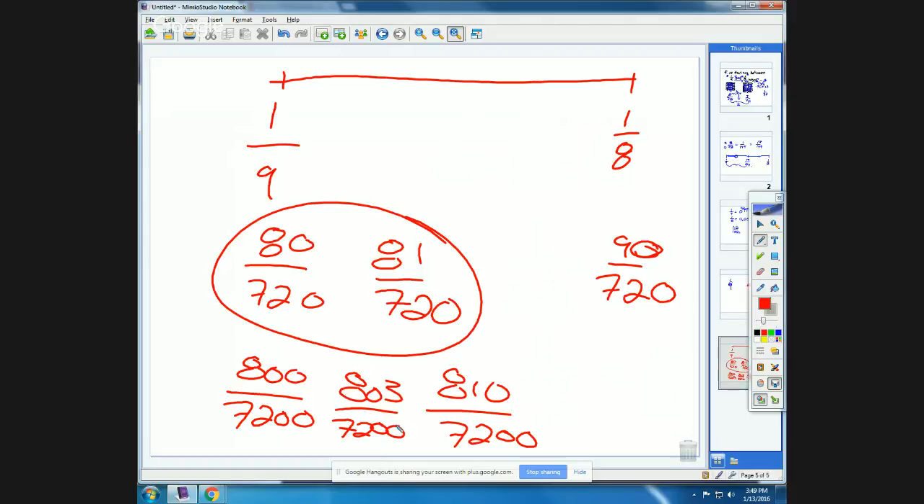So we found a few numbers that live between 1/9 and 1/8. Question: how many are there? A bazillion. All of them. You say bazillion? Is that a really big number? Yeah, there's a lot of fractions in there. Could we list them all? Probably not. So what do we call that mathematical idea? Yeah, there's infinitely many in there.